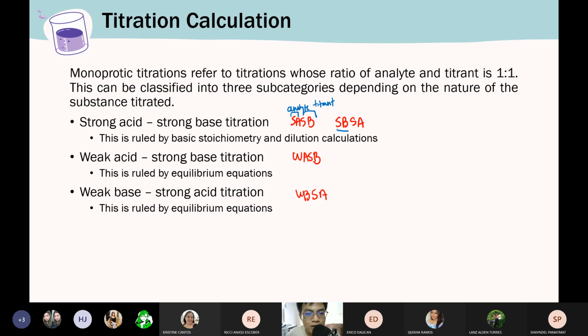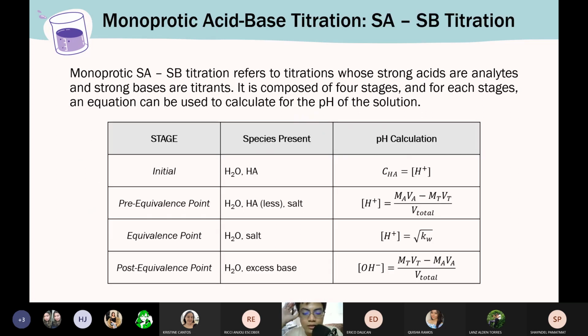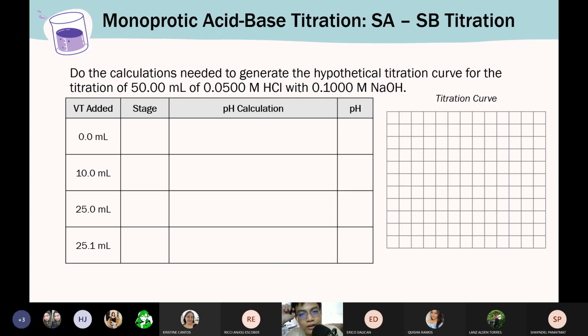So, analyte then titrant. For SBSA, your analyte is the strong base and your titrant is the strong acid. For WASB, your analyte is the weak acid and your titrant is the strong base. For WBSA, your analyte is the weak base and your titrant is the strong acid. Okay? Whoever comes first is the analyte, and whoever comes next is the titrant. And as I said, each of them will have different equations.